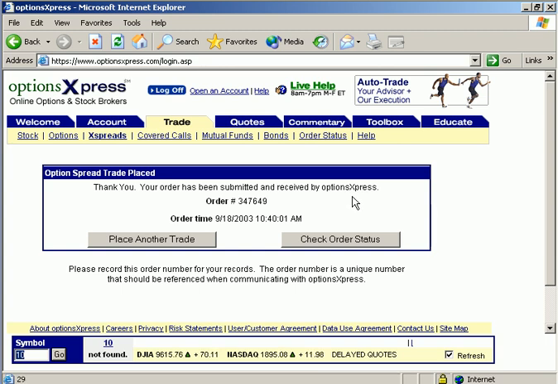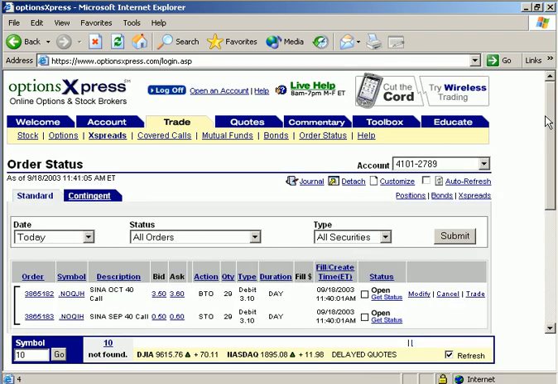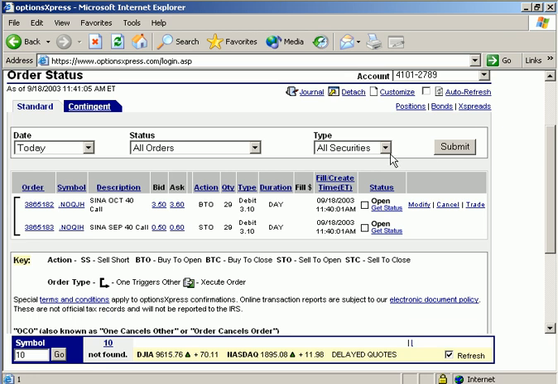Basically, we have two choices. You can place another trade or check the order status of this trade. In my system, I always check the order status of the trade that you are doing. Why? Because you do not want to do another trade until you see that this one has actually been filled. So let's go ahead and check order status. Hopefully, we'll get a filled order on this one pretty soon. And we do see the order here. That's the first thing we look at. It's still open.